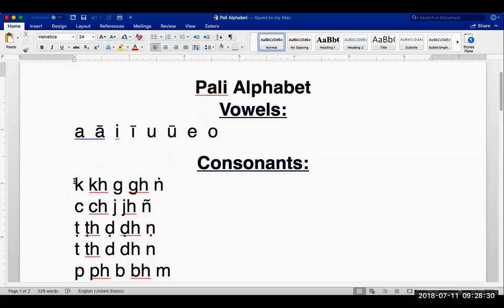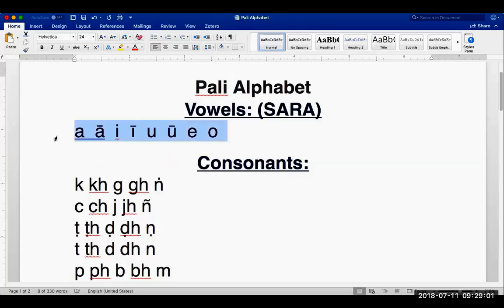So here we go. Let's start with these letters first. These are called vowels, or in Pali, sara. Let me type it for you. Sara. Okay, in Pali, sara means vowels. So we have 8 saras, or vowels, in the Pali language.